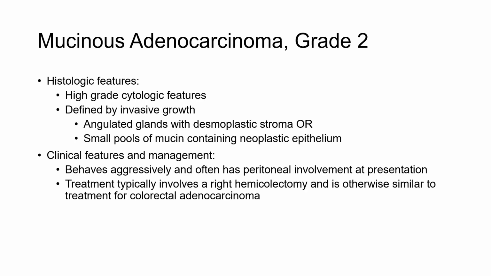Mucinous adenocarcinoma tends to behave aggressively and often has peritoneal involvement at presentation, and this is typically treated with a right hemicolectomy and otherwise is treated similarly to colorectal adenocarcinoma. We'll talk more specifically about management of disease that has disseminated to the peritoneum later.